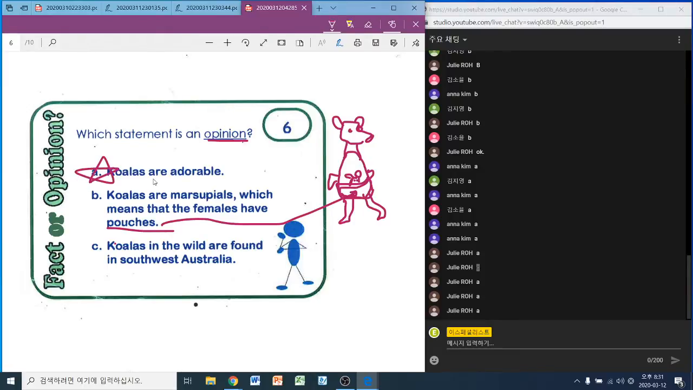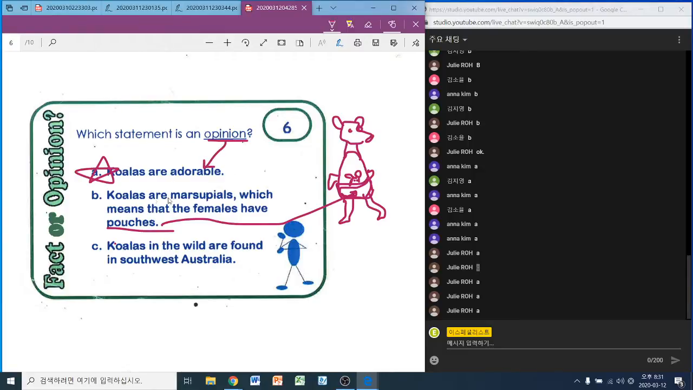Koalas are adorable. Although, I don't know. It's so true that maybe it's a fact. I'm just kidding. It's an opinion because some people might disagree. We can't check whether koalas are adorable. There's no way to measure adorable. We can't use a ruler or something and check, is this koala adorable? Is this koala not adorable? We cannot check. But I don't know anybody who would disagree. I think everybody would think so, but this is in fact an opinion.